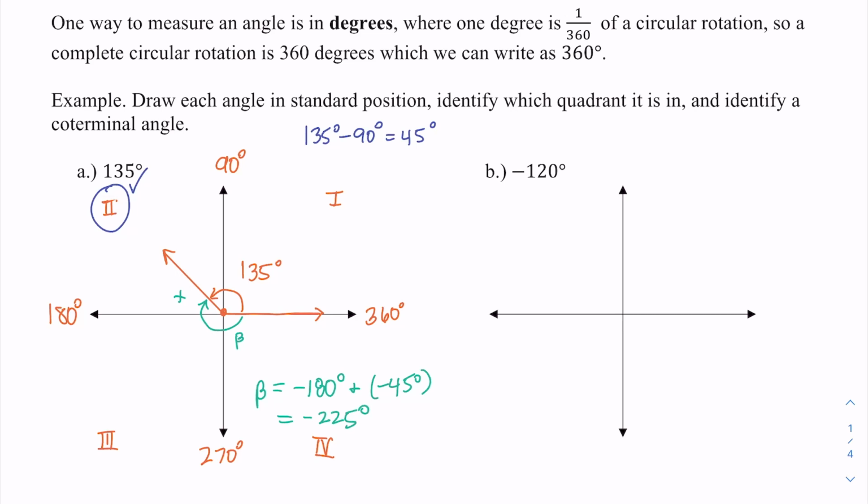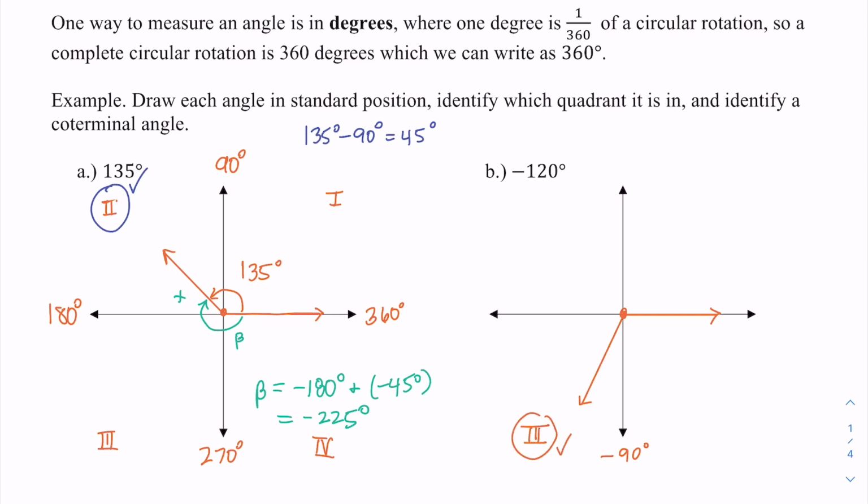All right, let's look at example B. We want to draw negative 120 degrees in standard position. With standard position, we're always starting on the positive x-axis for our initial side with our vertex at the origin, even if we have a negative angle. Now to go negative 120 degrees, that's going to be negative 90 degrees plus 30 degrees more in that same direction. So 30 degrees is about a third of 90 degrees, and so we're about a third of the way into quadrant 3.